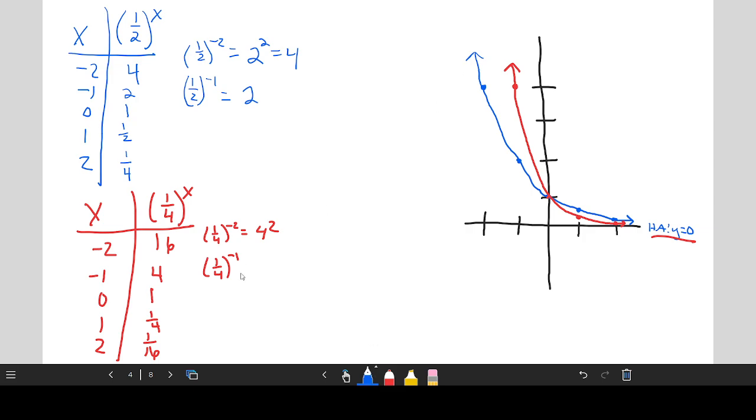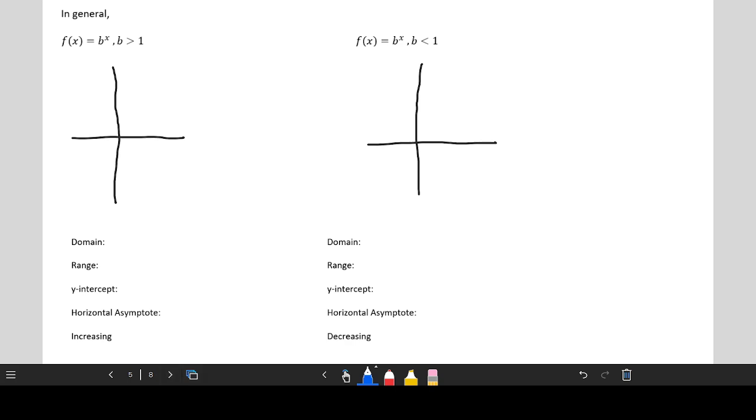So let's just kind of summarize then. What is the graph going to look like in general? And we saw it's different for a base greater than 1 versus a base that's less than 1. And the base really is going to be between 0 and 1 here, because we already established on the first slide with our definition that the base is not going to be negative.